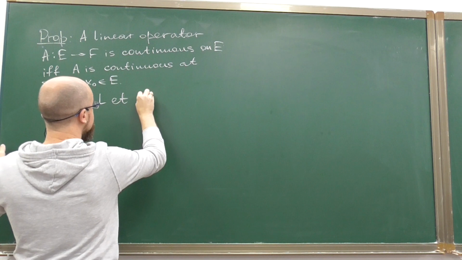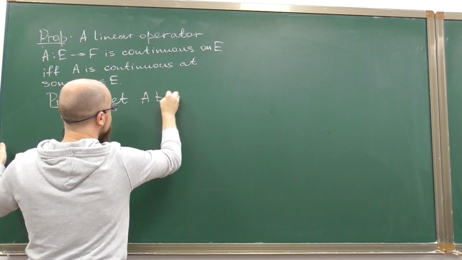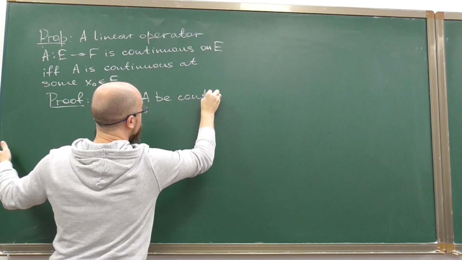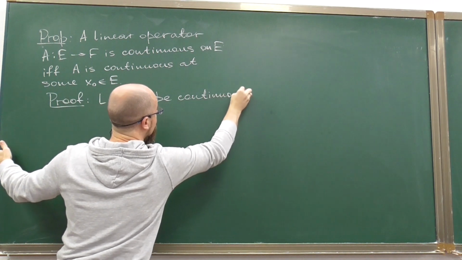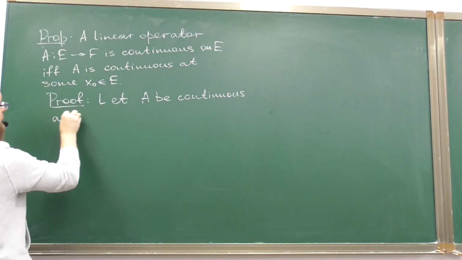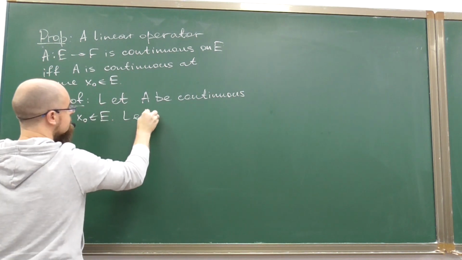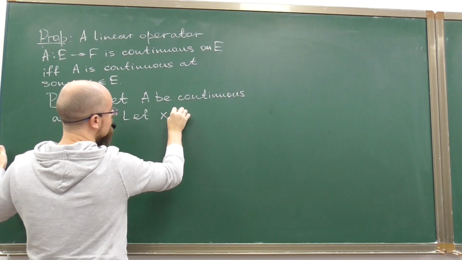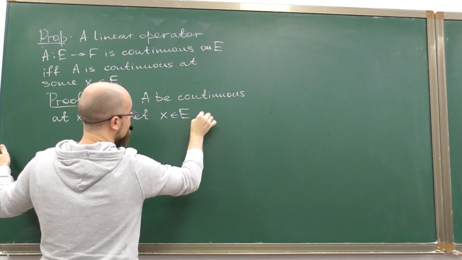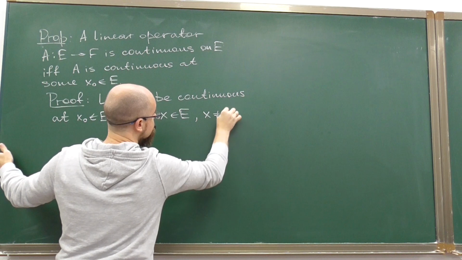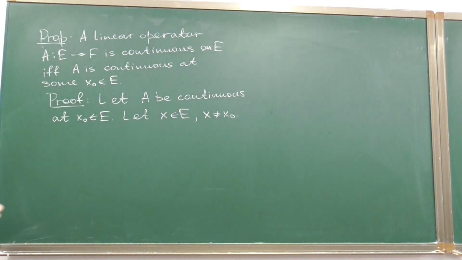Let A be continuous at x naught in E. And let x be any point in E such that x does not equal x naught. So we suppose that A is continuous at a point x naught and take any other point of this space.